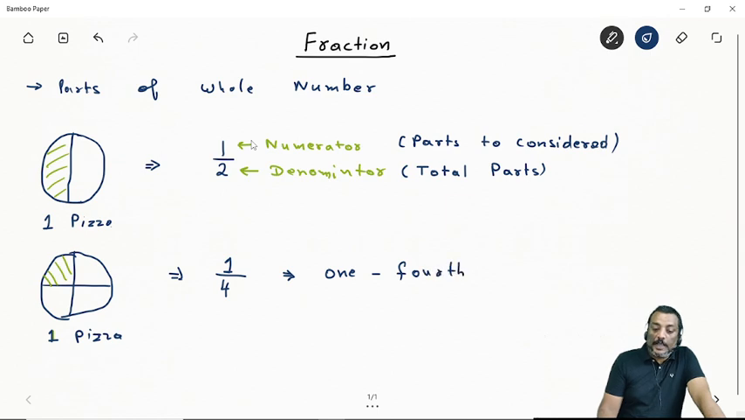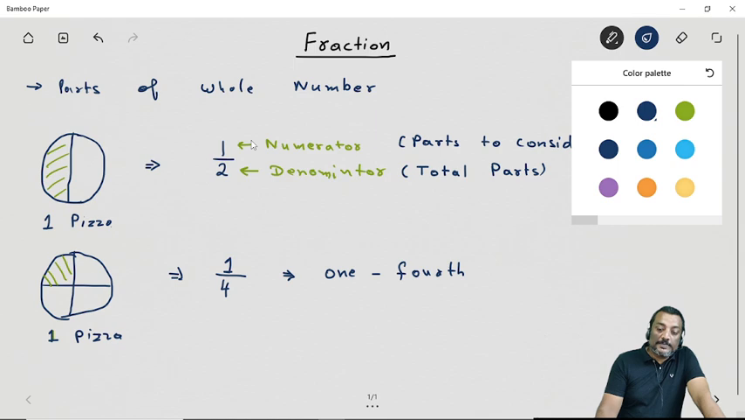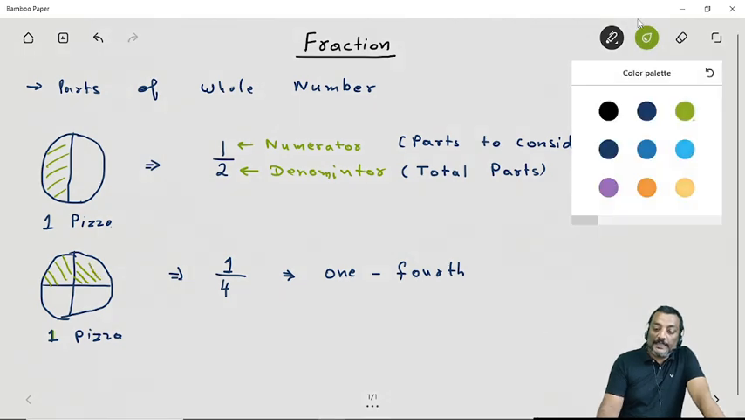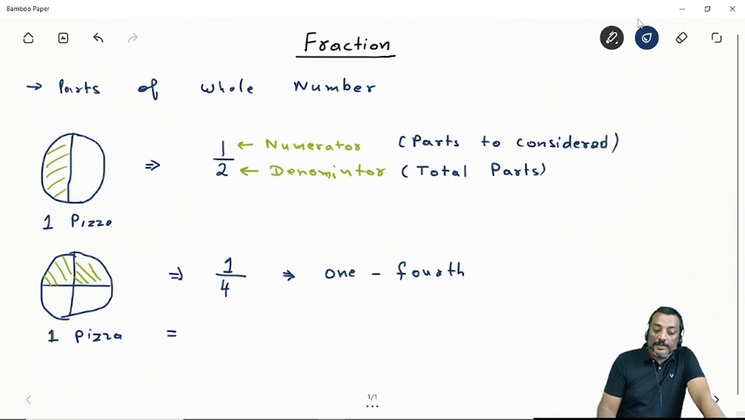Okay, and suppose we have eaten 2 slices of this pizza, so how can we write it as a fraction? Again we can see the pizza has the same number of parts, 4, and how many parts are we considering right now? 2 parts, so we can say 2/4. Okay, or 2 by 4. Okay, hope you understand. Let's see one more example, so it will be easier to understand.